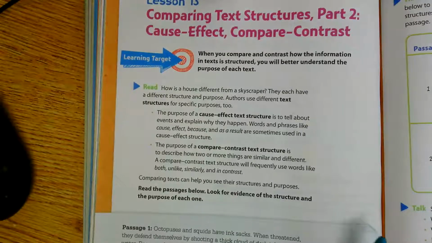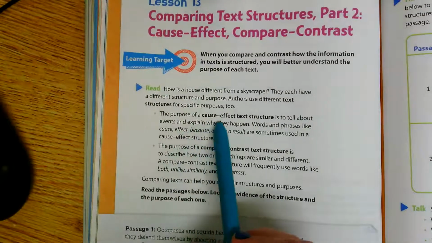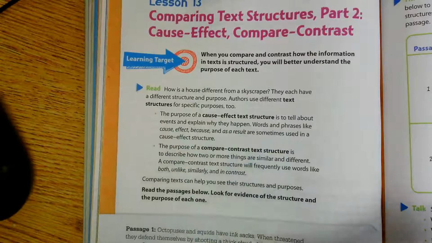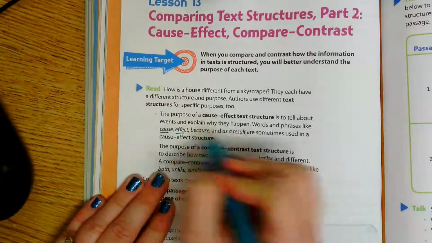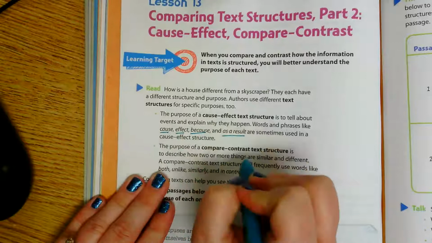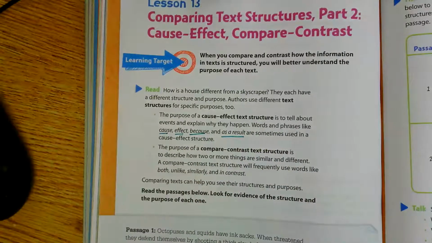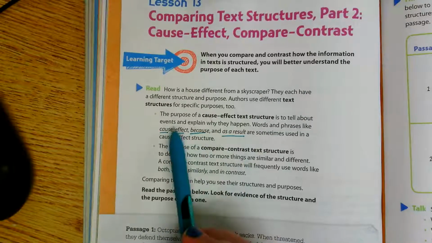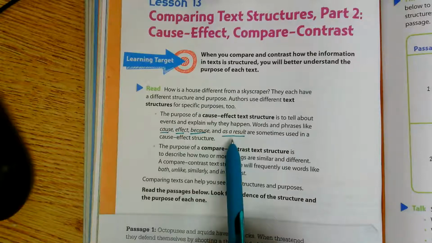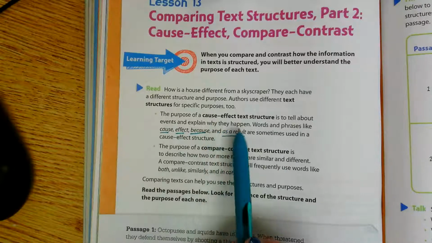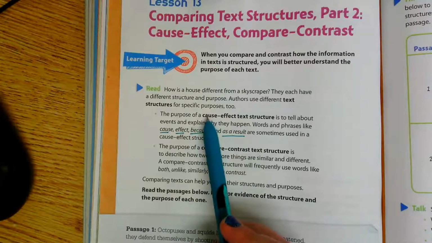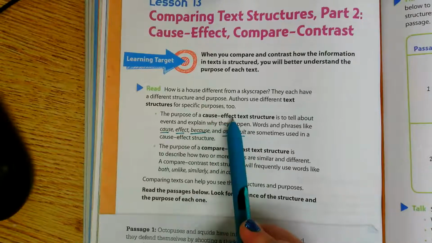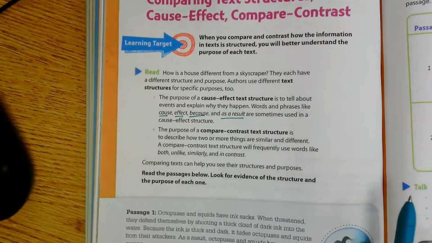So let's talk about cause and effect text structure first. The purpose of a cause and effect text structure is to tell about events and explain why they happen. Words and phrases like cause, effect, because, and as a result are sometimes used in a cause and effect structure. So when you see words like this being used in a text or a passage that you're reading, these are going to be clue words or keywords to help you figure out that, oh, what I'm reading is written with a cause and effect text structure. So remember, when we think back to just basic cause and effect, the cause is why something happens and the effect is what happens.